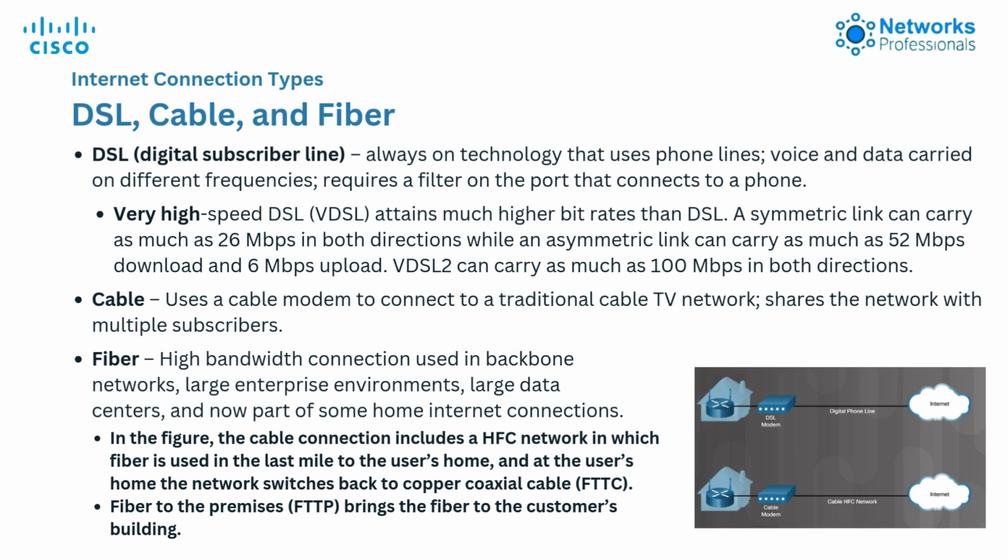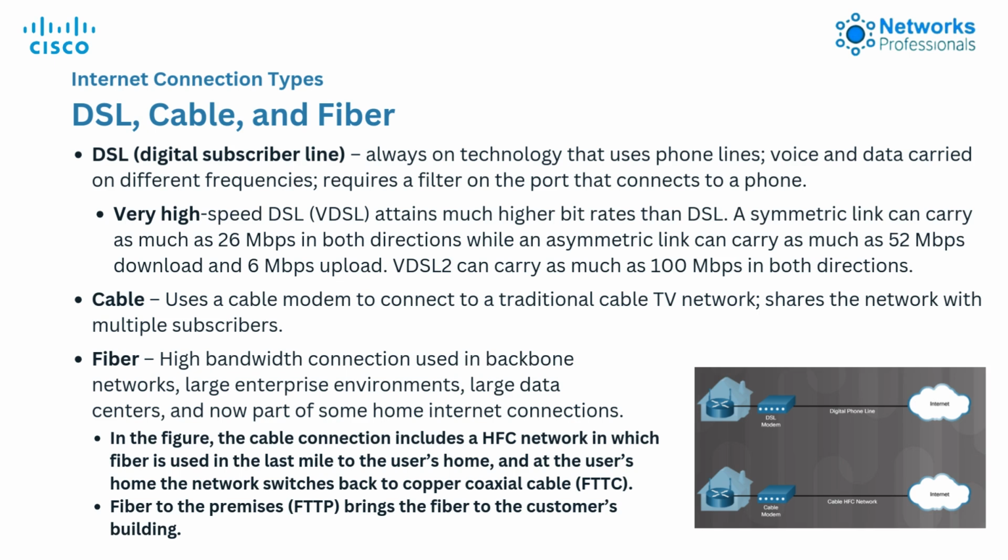There is also a faster version called VDSL, Very High Speed DSL. Symmetric VDSL can offer up to 26 megabits per second for both upload and download. Asymmetric VDSL can provide up to 52 megabits per second download and 6 megabits per second upload. VDSL2 can support speeds up to 100 megabits per second in both directions, depending on distance from the provider.